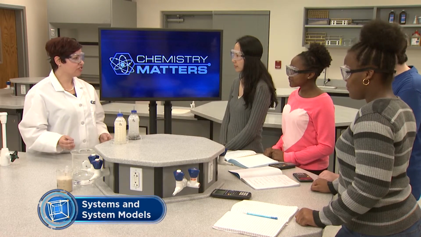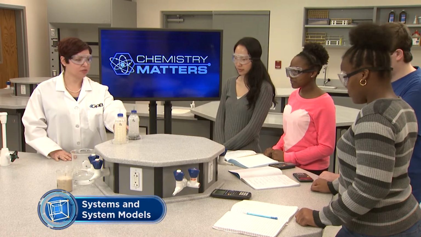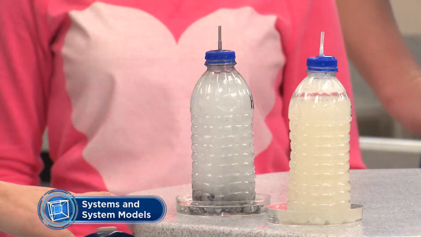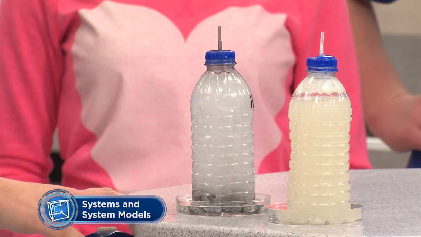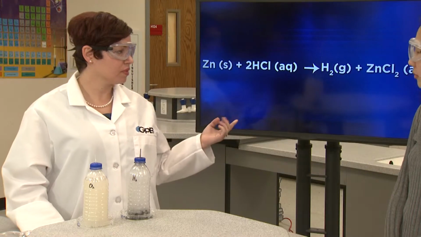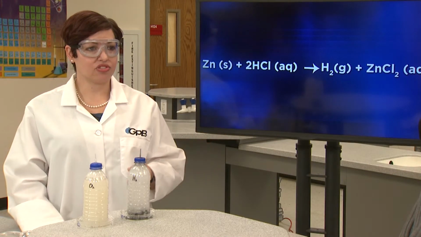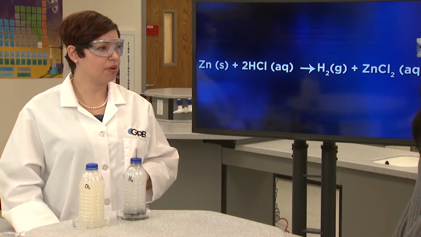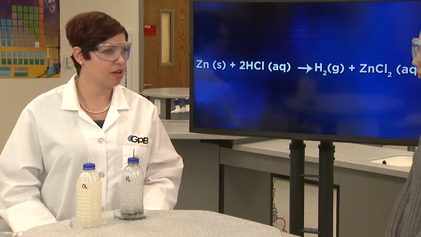I've already set up a hydrogen gas generator for you. This bottle contains pieces of zinc metal which react with hydrochloric acid to evolve hydrogen gas. And I've put the formula on the monitor for you. There's a hole in the top of this gas generator, and you can use that to fill your pipette rocket with hydrogen gas. So let me show you how.